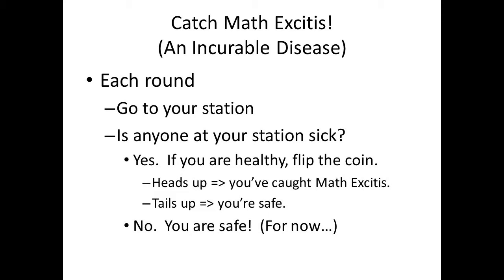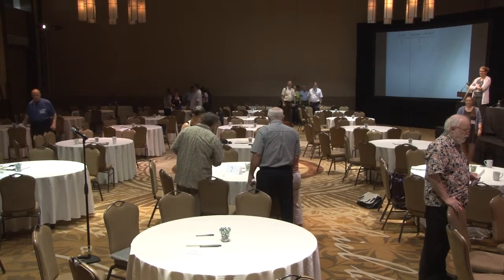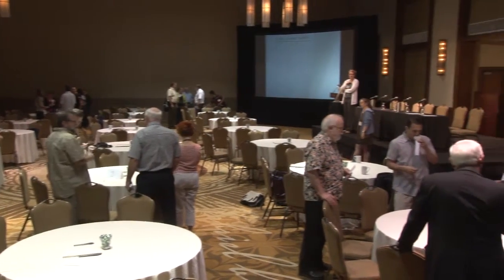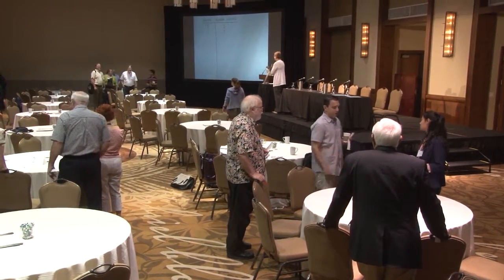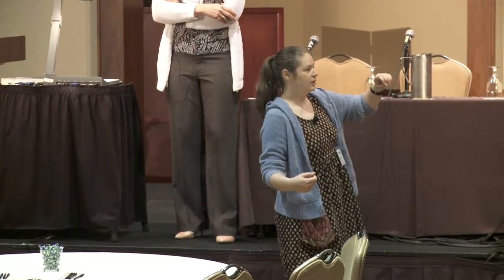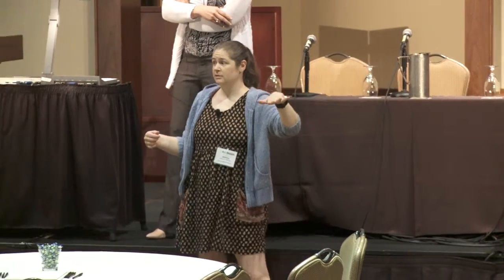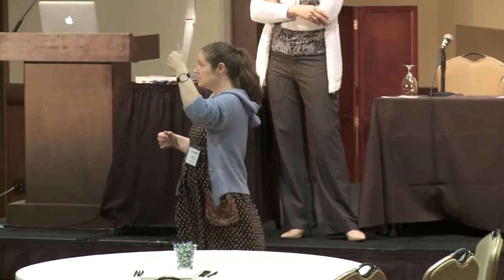So stations are 1, 2, 3, 4, 5, 6, 7, and 8 around the edges of the room. All right, has everybody rolled or flipped? Yeah, you need to see if you're sick or not. Only flip if someone at your table is sick. Heads is sick.